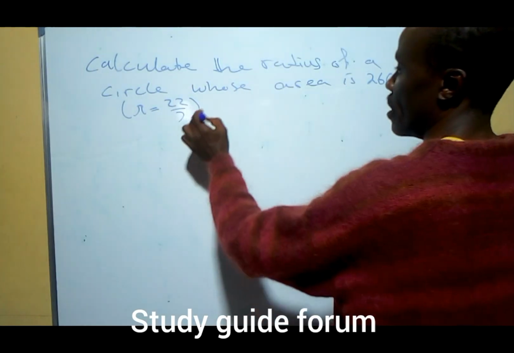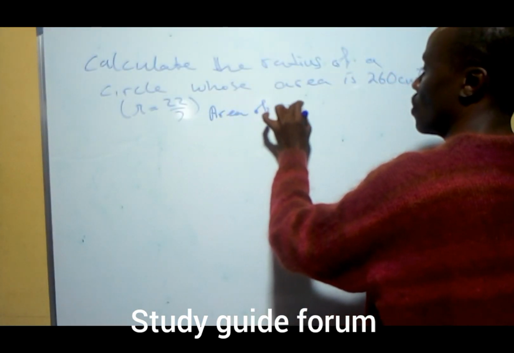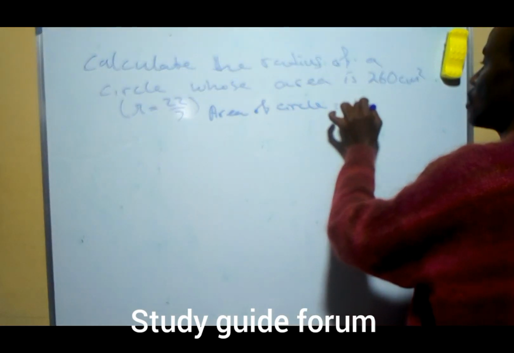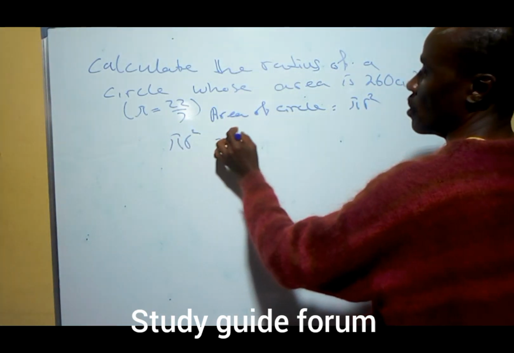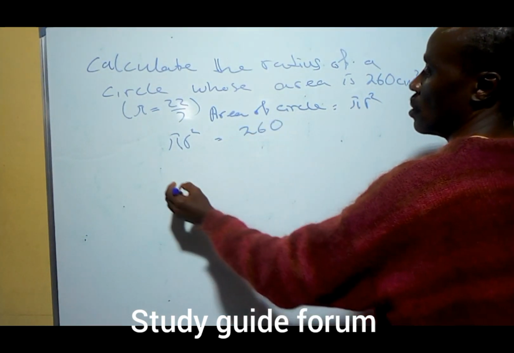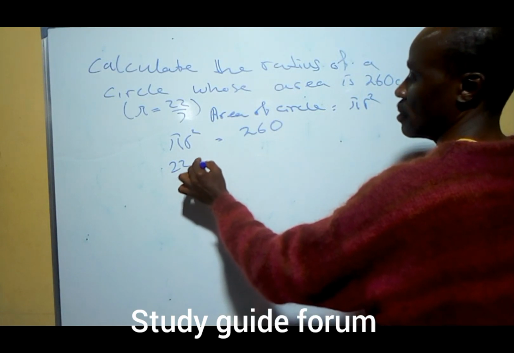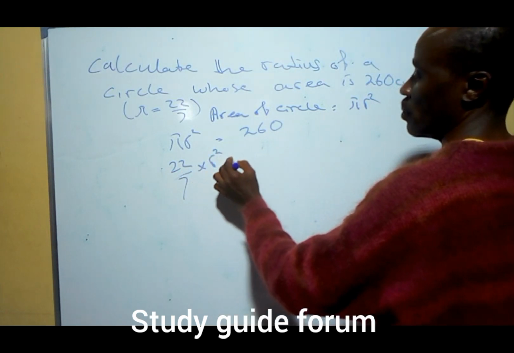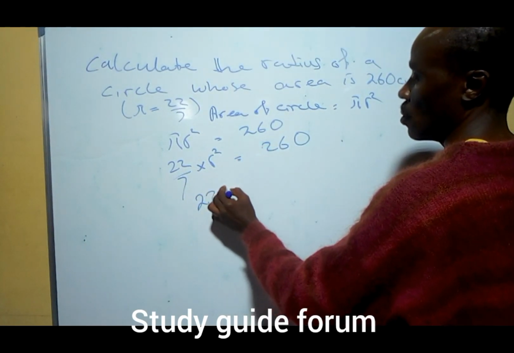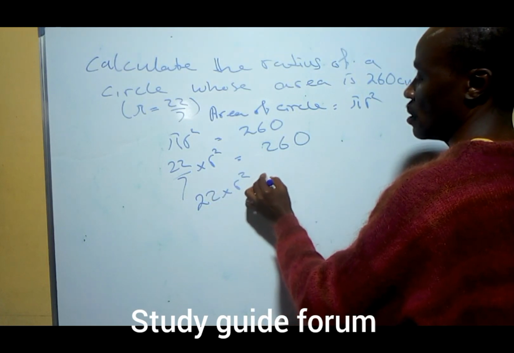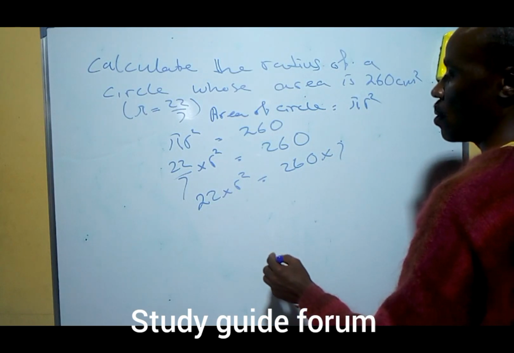So we know that the area of a circle is always pi r squared. We know our pi to be 22 over 7 times r squared, which we don't know. That will give us this. So 22 times r squared is equal to 260 times 7.